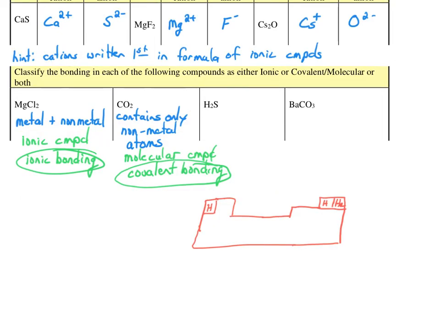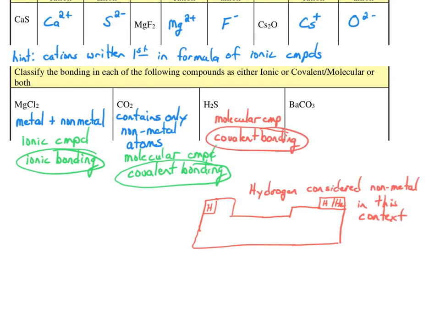Here we have some potential confusion. Hydrogen is typically shown in 2 different places on the periodic table. It's often shown at the top of column 1 and also at the top of column 7. So where does it belong? Is it a metal? Is it a nonmetal? In most every circumstance, hydrogen is considered a nonmetal. Therefore, H2S is a molecular compound, and molecular compounds are held together by covalent bonding.